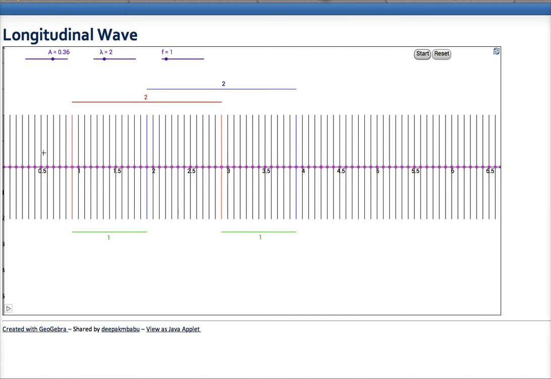The two vertical red lines represent two particles that are in phase with each other. Therefore, this distance over here, this horizontal red line, which is the distance between two in-phase particles, should represent the wavelength. Do we agree with this?